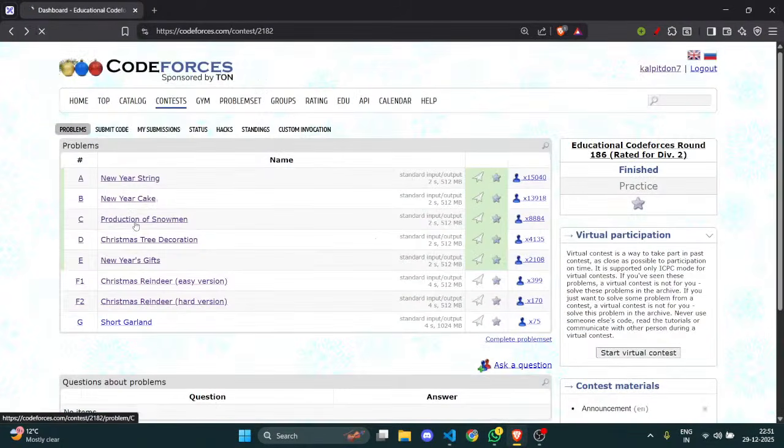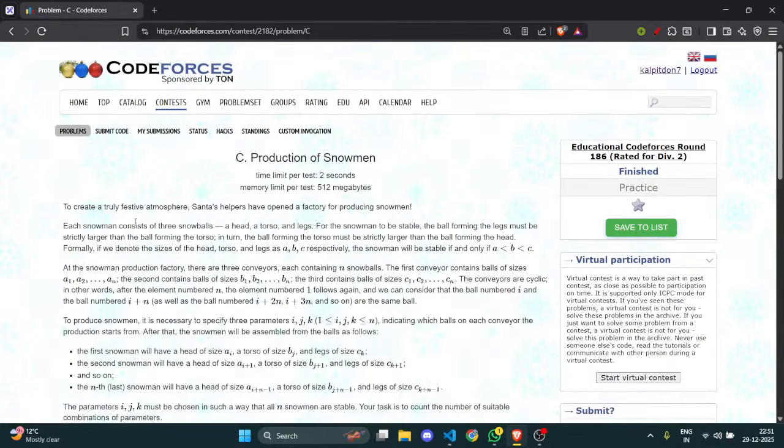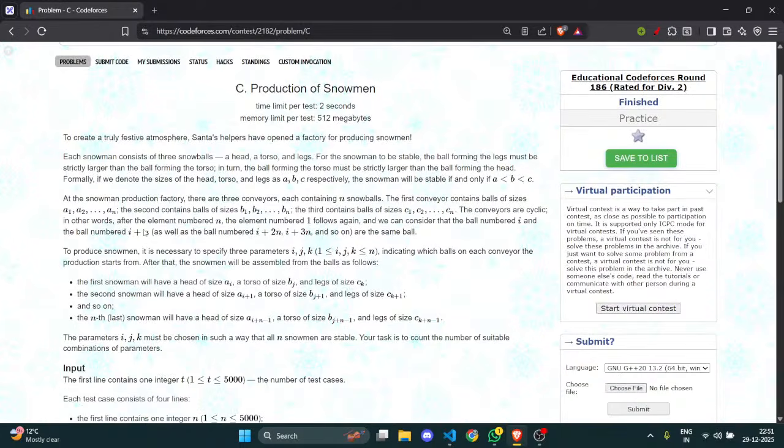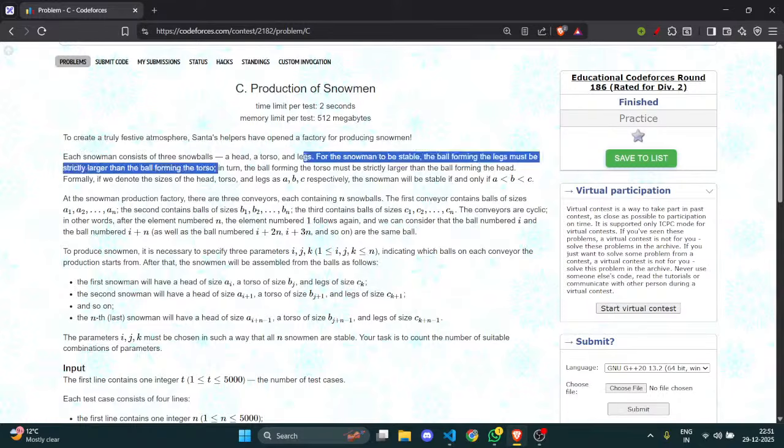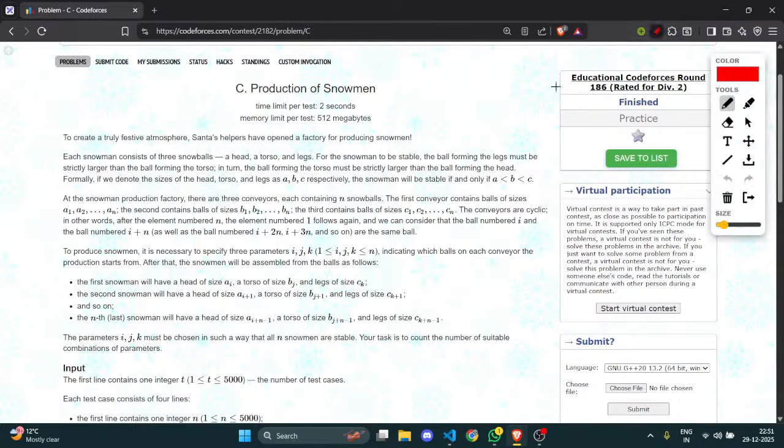So the third problem is production of snowmen. The problem statement is a bit complicated, or maybe a bit on the larger side, but the problem is fairly interesting, I would say. So the problem starts with a snowman, and it consists of three snowballs: head, torso, and leg. So the snowman has a head, a torso, and a leg.